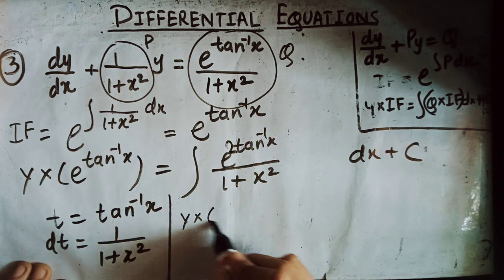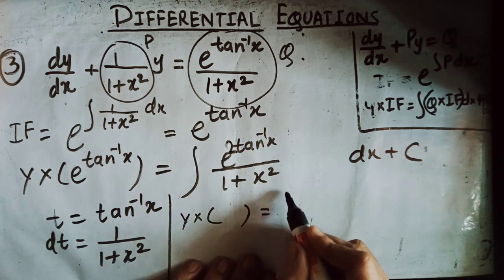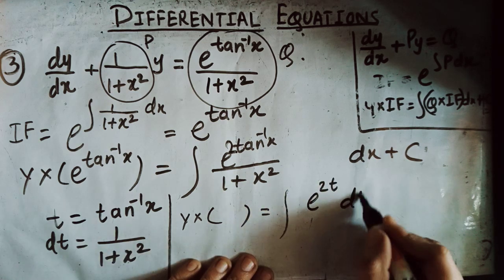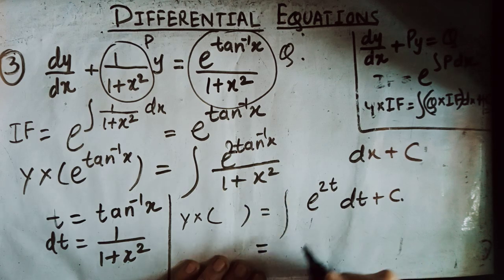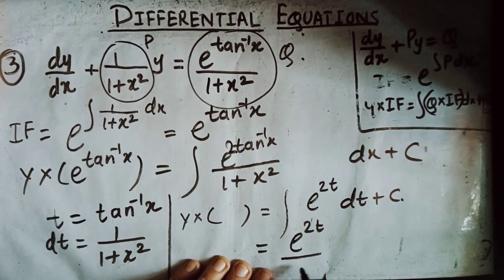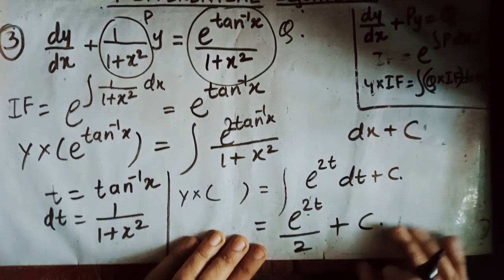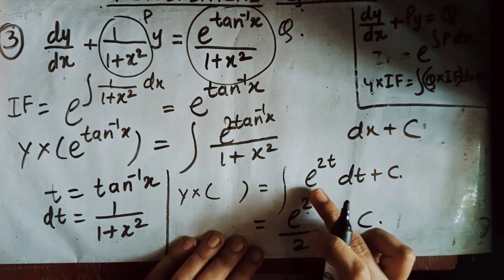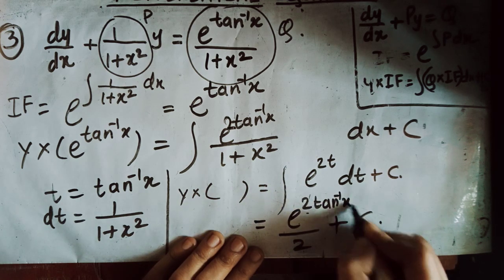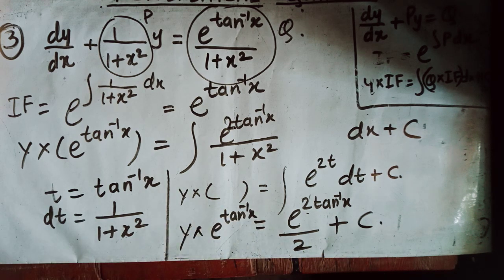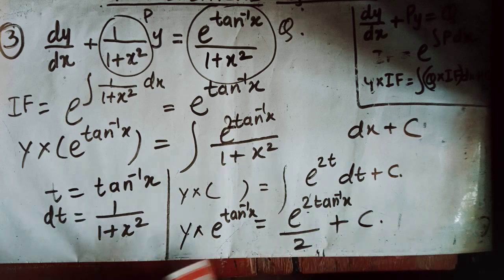So the RHS becomes integral e raised to 2t dt plus c. Integral of e raised to 2t is e raised to 2t divided by 2, the derivative of 2t, plus c. Then you have to substitute what t is, which we have taken as tan inverse of x. So y into e raised to tan inverse of x equals this. This is the final answer. You can take this tan inverse of x here, so you will get the general solution, that is y.